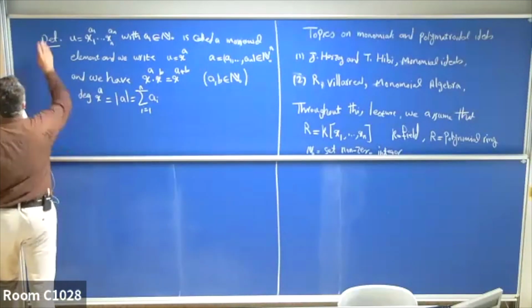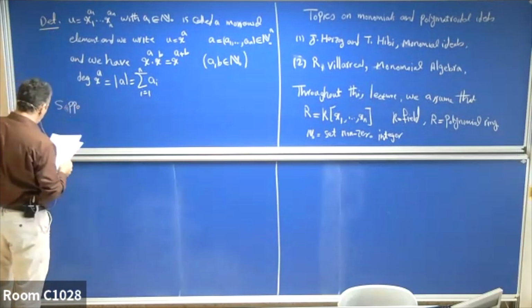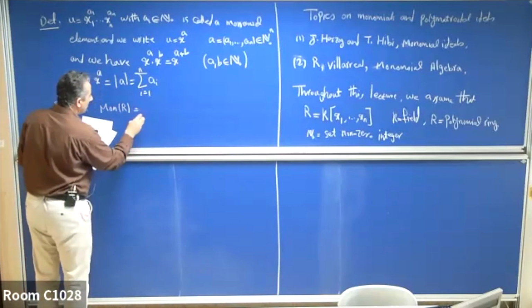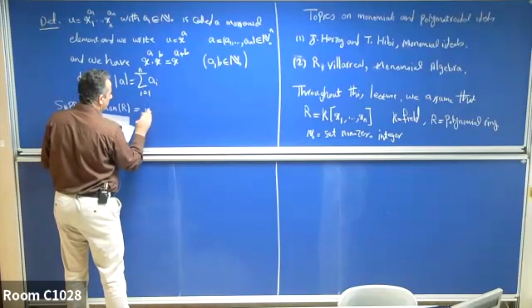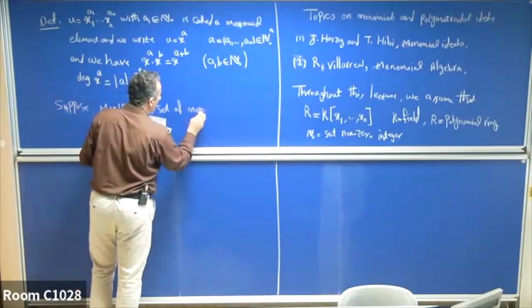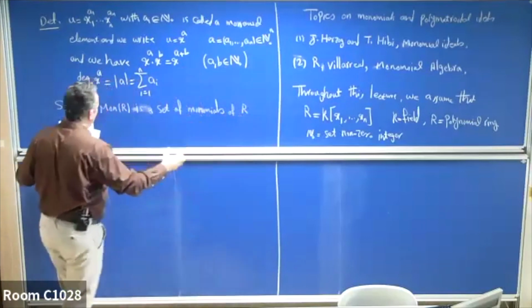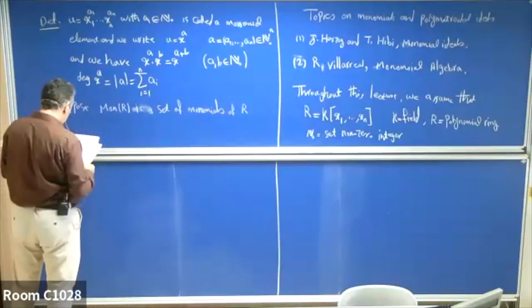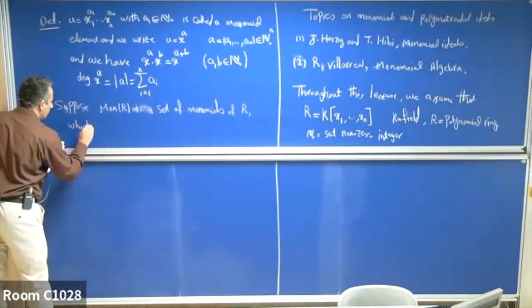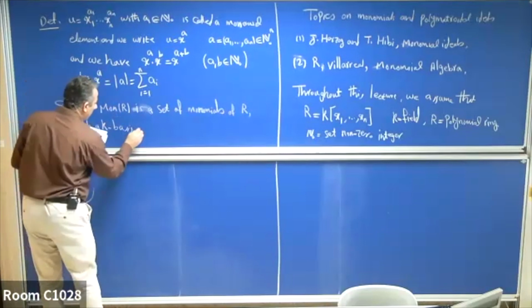Suppose Mon(R) is the set of monomials of R, all monomials collected in the set Mon(R). These monomials form a K-basis, a vector space basis, of R.